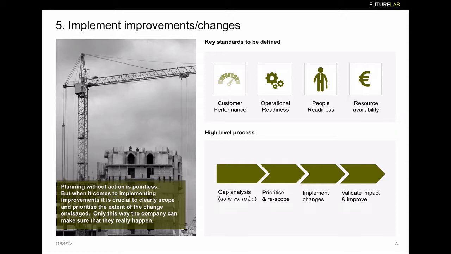Do we need to rescope? Do we have to become more modest in our ambitions, or go and ask somebody for extra money? That conversation needs to take place. Then implement those changes. That's the 3rd step. Just do it. And finally, after 6 months, after a year, after the program's executed, go back, validate the impact, and keep improving. So this is how we then get the operationalized customer journey: we design it in step 3, we operationalize it in step 4, and in step 5, this is how we implement the changes and the improvements.